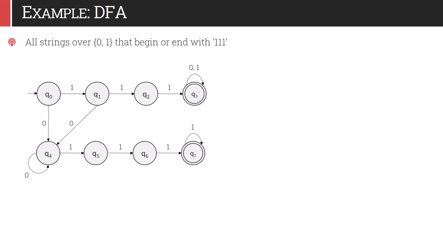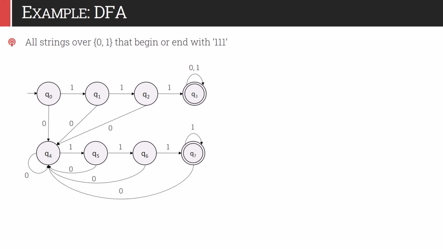From Q4 it is ensured that the string will end with 111. So the string should either start with 111 or end with 111. From Q2, if we read 0, the same reason, it has already read 1, 1 and 0. So that string is not starting with 111. So we cannot go to Q3. We must come to Q4, and Q4 will ensure that this string will definitely terminate in 111. From Q5, if we read 0, we'll go back to Q4 because that will ensure that 111 will be read out. From Q6 also, if we read 0, that will ensure that the string is starting with 0, so it should definitely end with 0, 1, 1, 1, and that's what Q4 is doing.